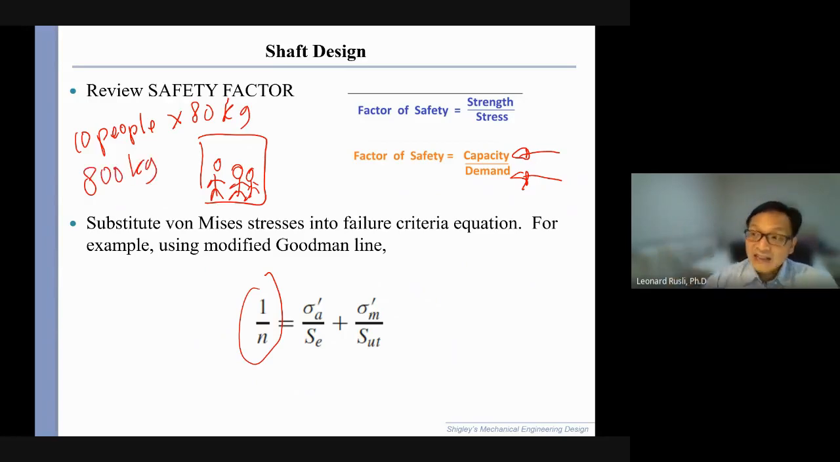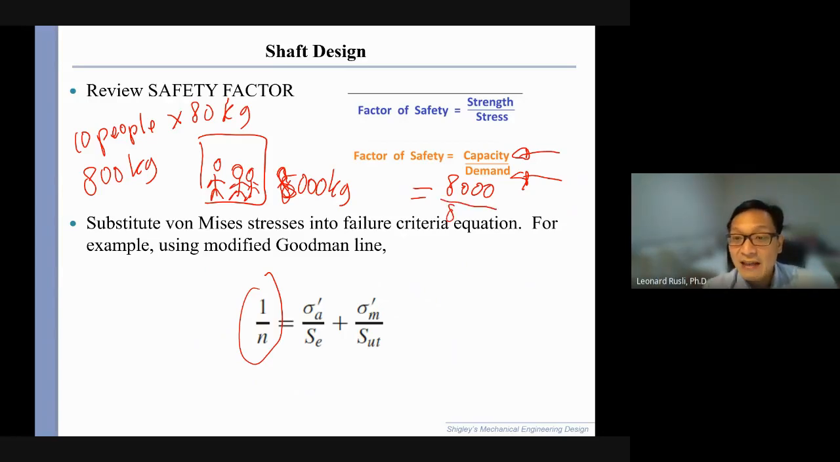But my actual elevator capacity is 5,000 kilogram. So what is my factor of safety? 8,000 kilogram, easy, right? So if my capacity is 8,000 kilogram, therefore my factor of safety is my actual capacity. I have it able to do 8,000, but I say, no, only 10 people is allowed in the elevator.